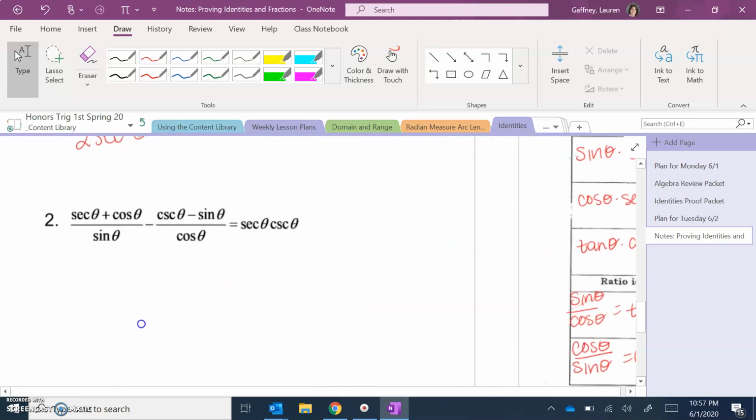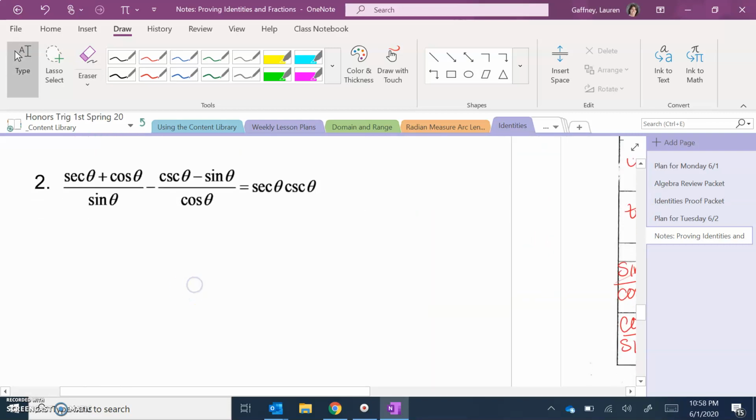All right, let's try another one here. So in this one, I'm going to do a common denominator as well. So our common denominator would be sine theta times cosine theta, each of those pieces. Where this one would need to be multiplied by cosine over cosine technically, and this one would be multiplied by sine over sine technically. So let's distribute that cosine in. So here I would have cosine theta secant theta plus cosine squared theta.